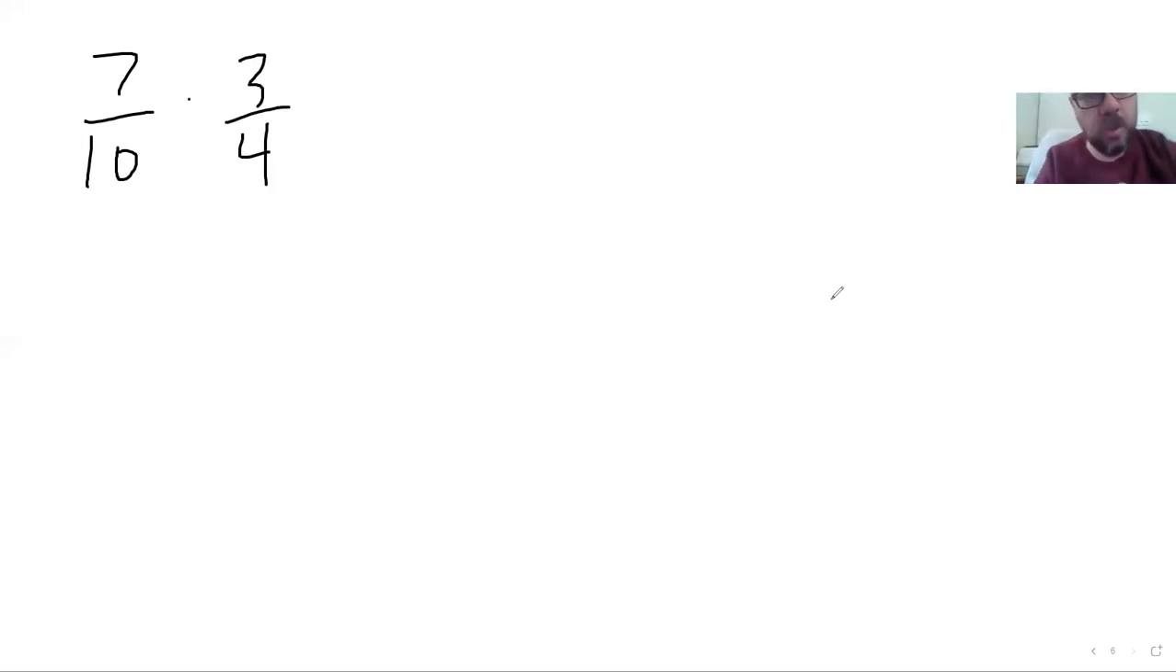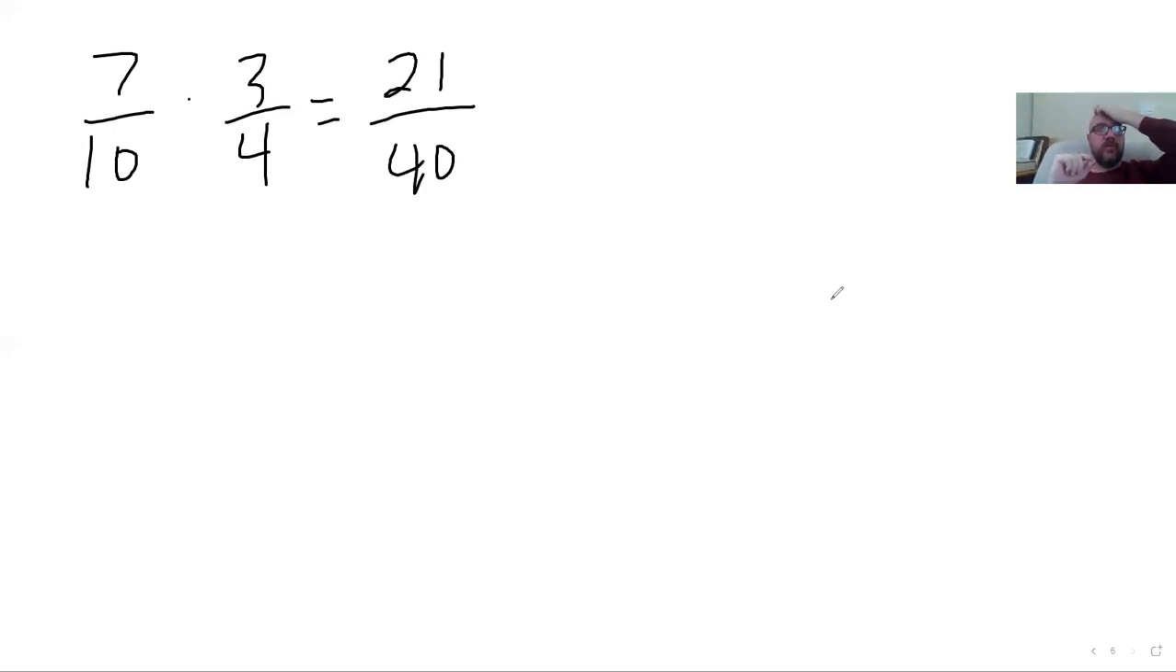So let me talk about multiplying, because dividing is really just multiplying. So multiplying goes something like this. Like, let's say I have 7 over 10 times 3 over 4. What you can do, and this works just fine, just multiply straight across. This works, 21 over 40, right? That is the right answer. That's what you want to do.